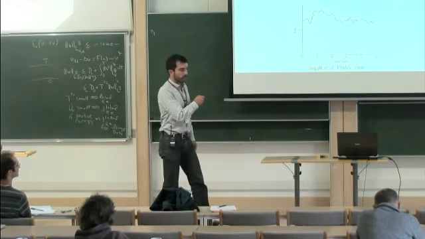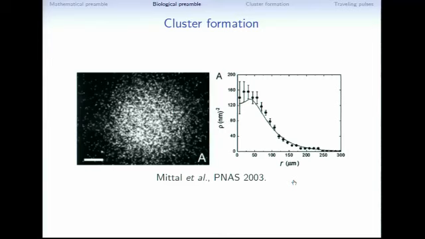Okay, so as I promised you, I will discuss two modeling issues, two biological problems. The first one is about cluster formation. This has been observed experimentally by the group of Brenner, in a paper from 2003. They observed stationary patterns of motile bacteria.